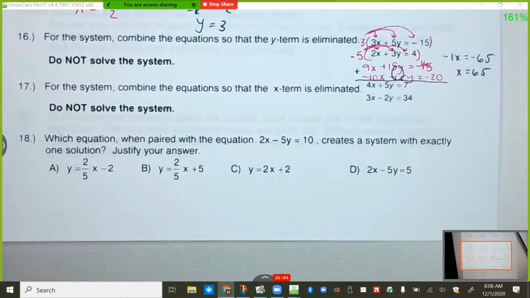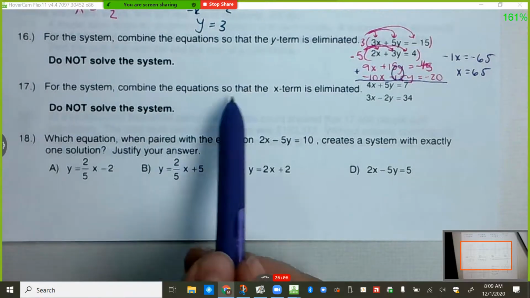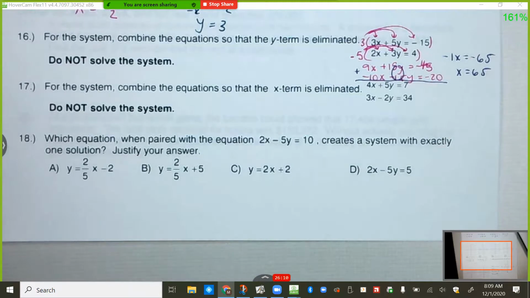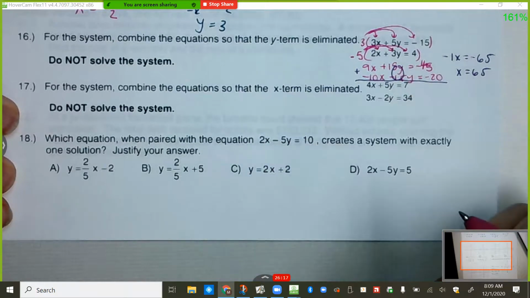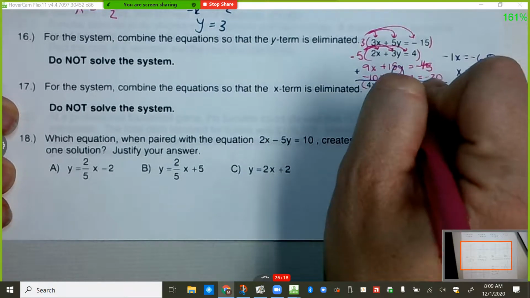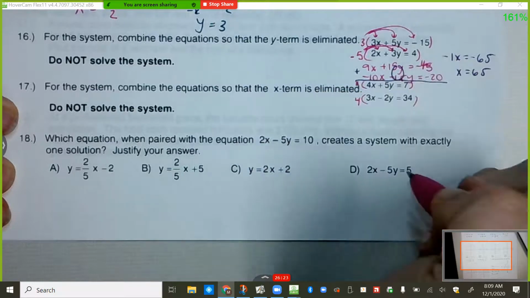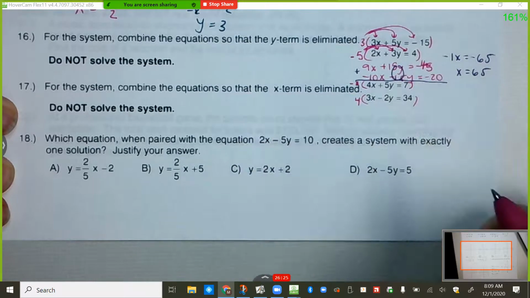Okay, on the bottom it says for the system, combine the equations so that the x terms are eliminated. So we need 4 and 3 to eliminate. If we want to eliminate those, 4 and 3 can both turn into 12. Doesn't matter which one's which. And we're going to multiply this one by 3 and this one by 4. I'll do the top negative this time.